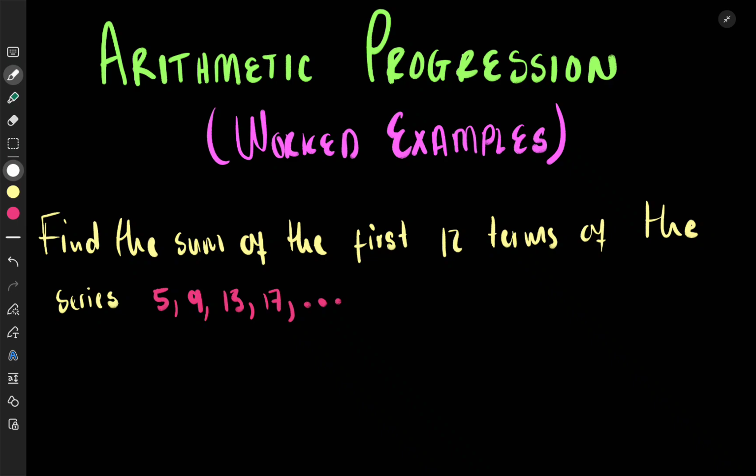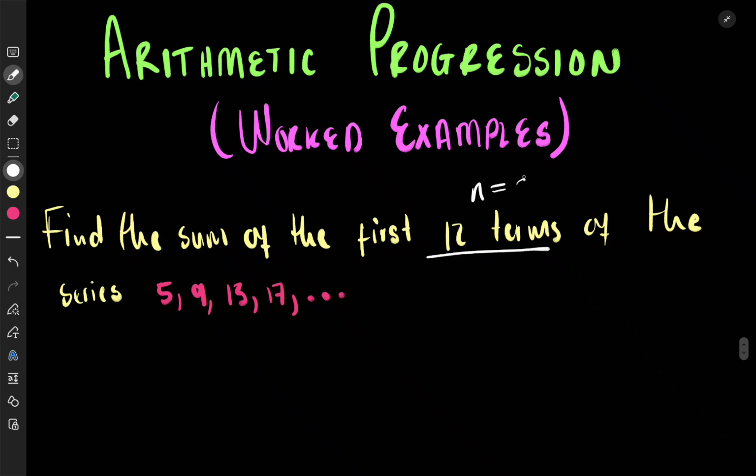Find the sum of the first 12 terms of the series. So remember that we said n is the number of terms. Here they say the first 12 terms, so in other words, they are telling us n is equal to 12. Okay, so they want the sum of 12 terms, and they've given us a sequence.